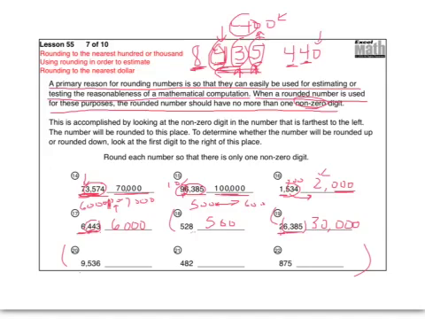9,536, we're rounding to this place here, so that 536 tells me go up with it, so the 9,000 goes up to 10,000. 482, rounding to the last spot on the left, but the 82 is closer to 500 than 400, so I go 500 there. And 875, rounding to the last spot, 75 is closer to 900 than 800, so I'm going to round that up to 900.